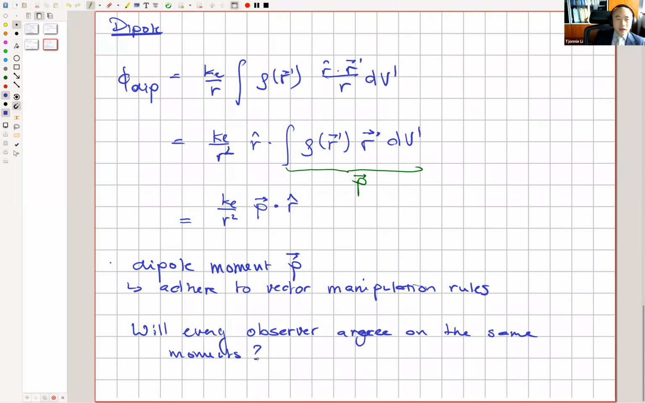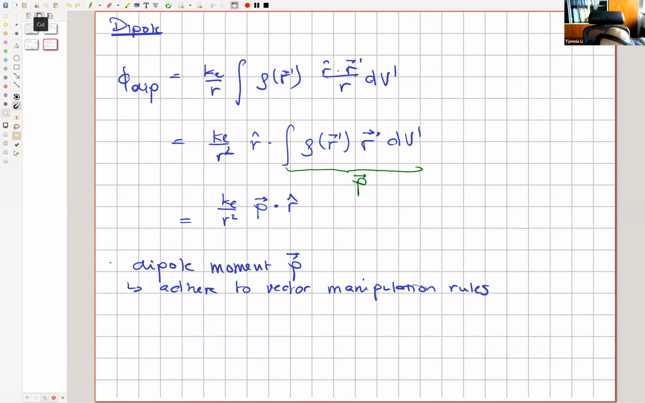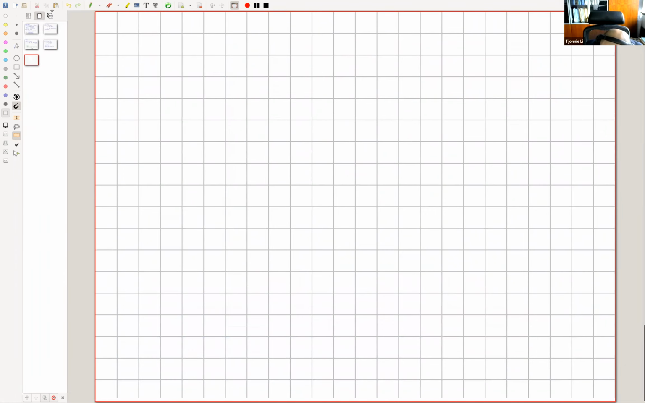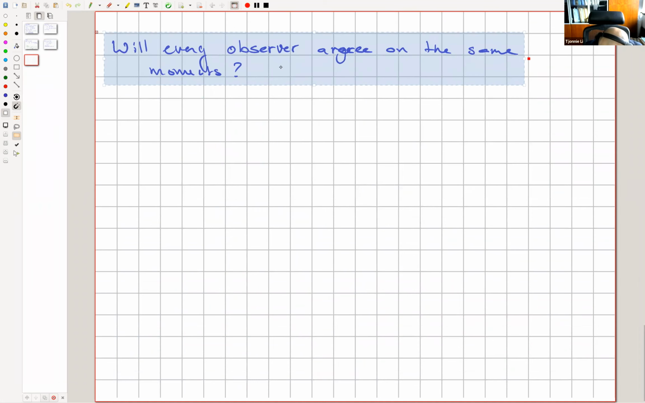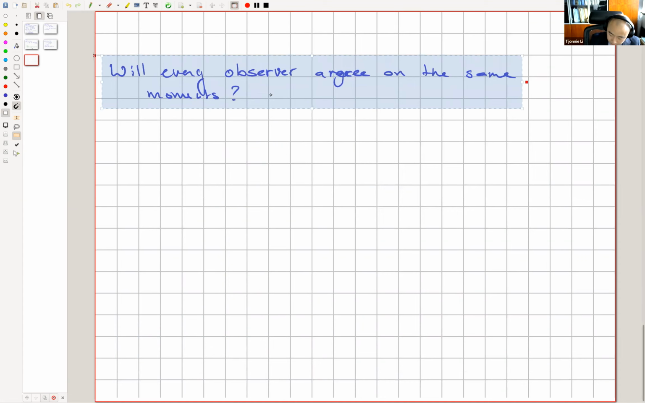Okay, anyone want to give it a go? Will every observer agree on the same moments? Okay, nobody wants to give it a try? Okay, let me ask the question then like this.